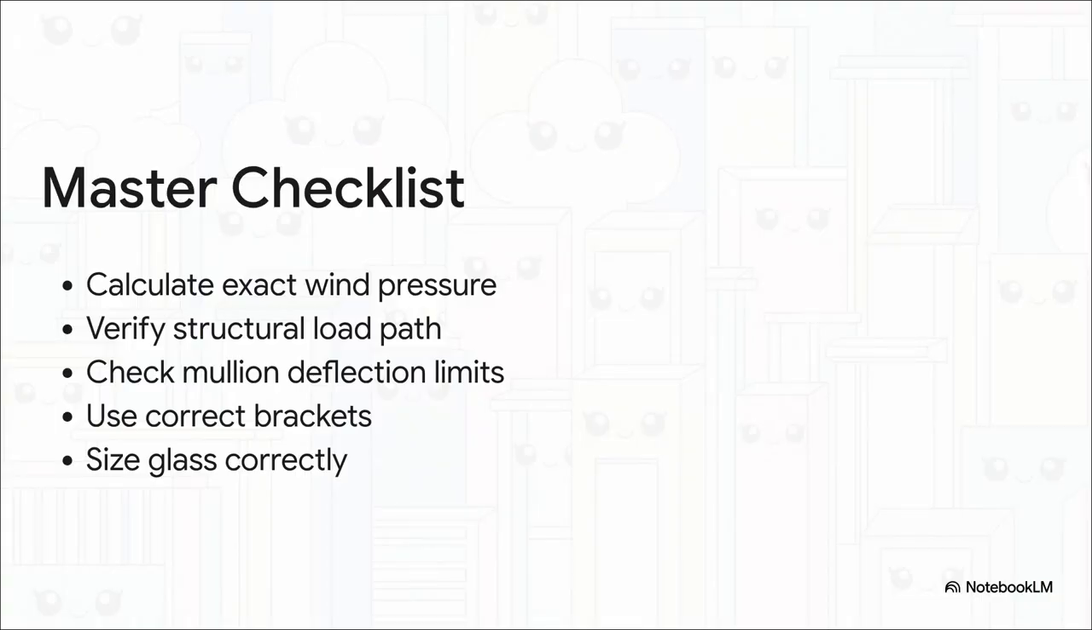So bringing it all together, here is your ultimate end-to-end master checklist. Whether you're in the office modeling loads or on a scaffold inspecting bolts, this is your roadmap to structural integrity. Calculate the exact wind pressure, and don't forget the corner suction. Verify every single link in the load path. Ensure your aluminum mullions are stiff enough to meet those deflection limits. Rigorously check that fixed and sliding brackets are placed correctly. And finally, size the glass using probabilistic charts while keeping thermal performance in mind.